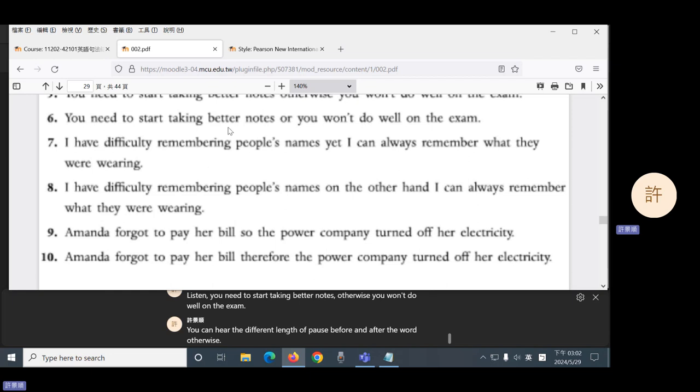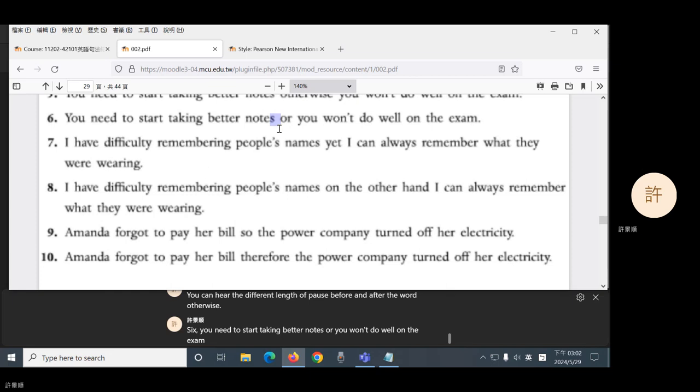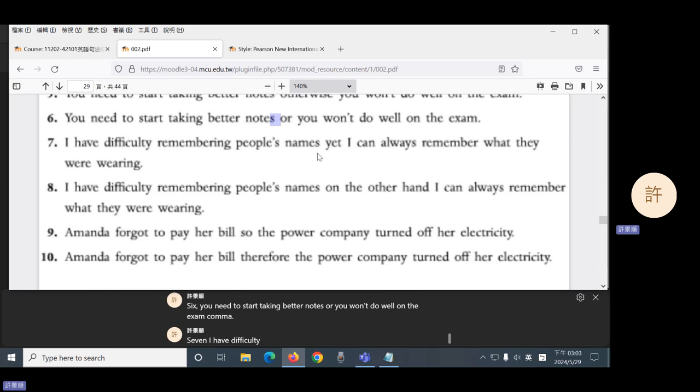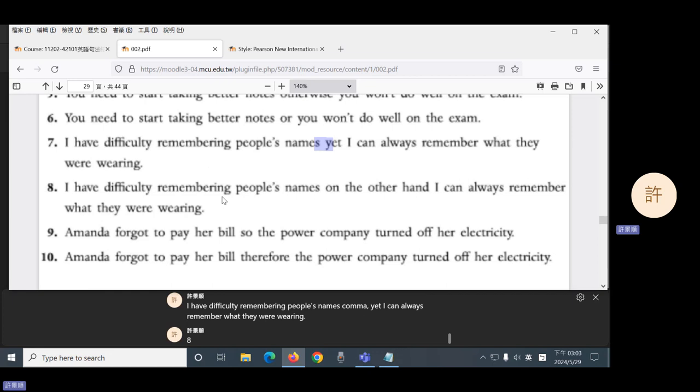Six, you need to start taking better notes or you won't do well on the exam. Seven, I have difficulty remembering people's names, comma, yet I can always remember what they were wearing. Eight, I have difficulty remembering people's names; on the other hand, comma, I can always remember what they were wearing.